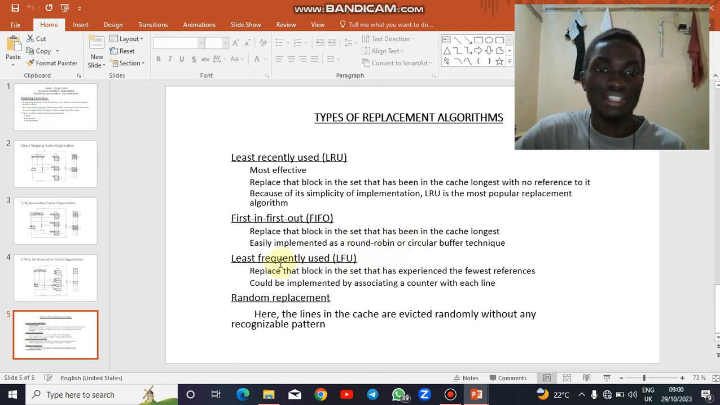Then the third one is least frequently used. Replace the block in the set that has experienced the fewest references. When you have not used it, but it is just there, they first replace that one. Then the last one is random replacement. They stopped using this one, but it is also among the replacement algorithms. Here the lines of the cache are evicted randomly without any recognizable pattern.